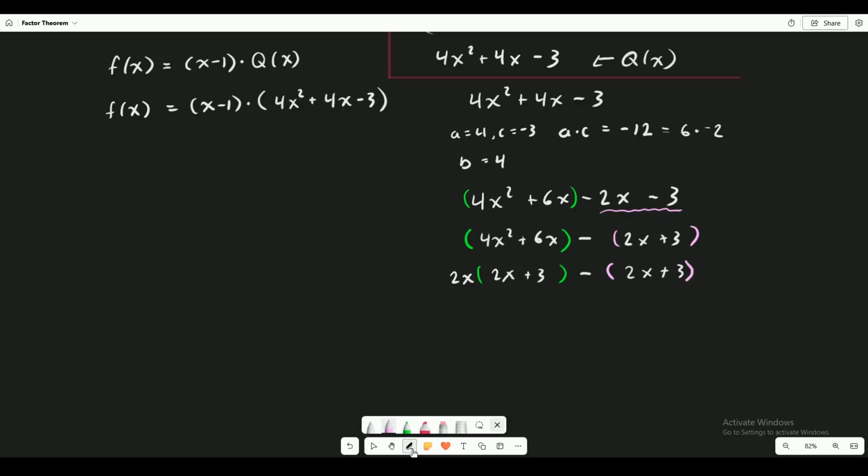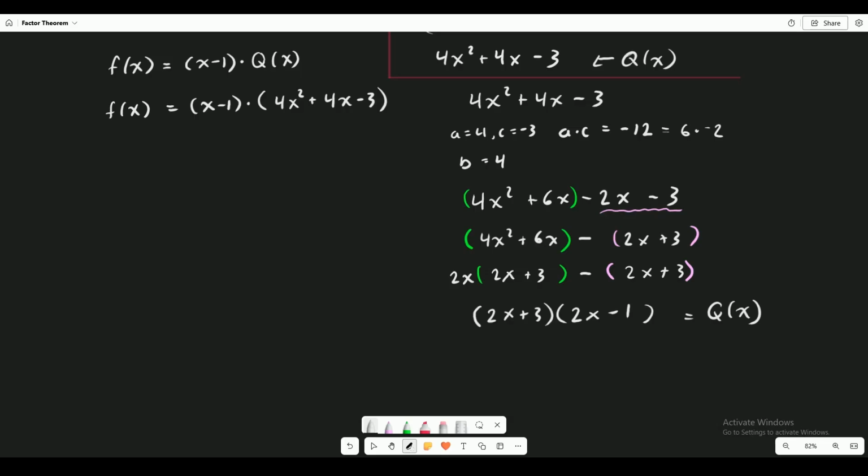Cool. Now, I can write it like this: 2x plus 3, because that's what they share, and I'm multiplying it by 2x minus 1. Just like that. So this is q of x, remember? It was just factored out. I factored q of x out.